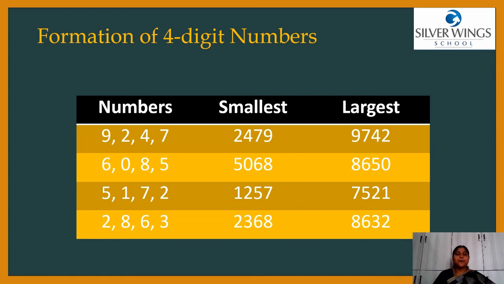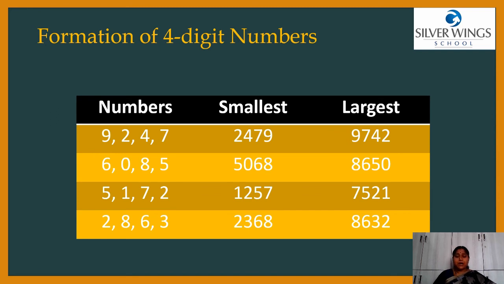If 0 comes in that, then only you should see carefully, beta. Remember that if 0 is one of the 4 digits, see here, in the second example I gave, 6085. Those 4 one-digit numbers are 6, 0, 8, 5. You should remember that 0 is one of the 4 digits.